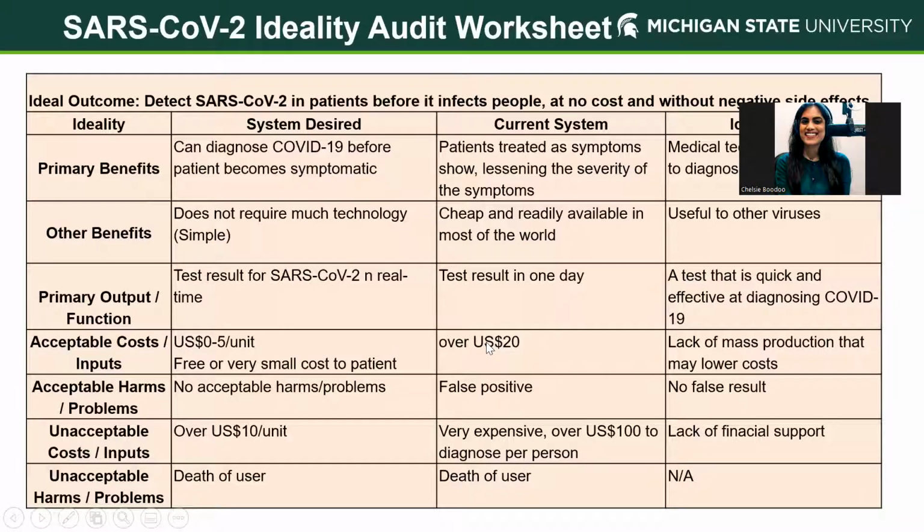Here's an example of an ideality audit. You have your ideality: your primary benefits and other benefits, acceptable cost, and acceptable harm. You want the desired system, and you compare that with your current system. For example, diagnostic before the patient becomes symptomatic. We want that, right? What is available now are tests that can detect COVID-19 when the patient is symptomatic.